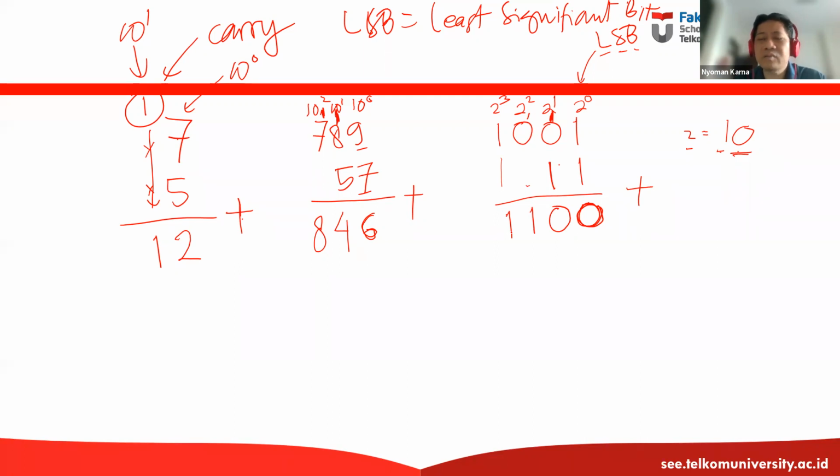Now let's check with the decimal value. This has a decimal value of 8 plus 1, because this one is 8, 4, 2, 1. 8 plus 1 is 9. And this one is 3. The result is 8 plus 4, which is 12. So 9 plus 3 is 12.